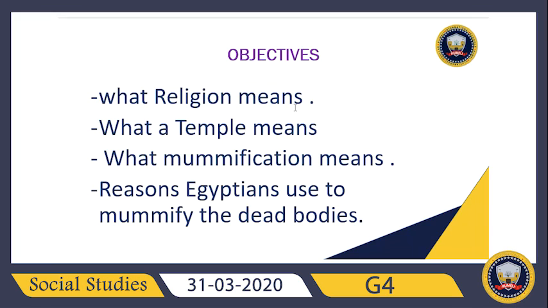we all know what religion means, and we all know what mummification means. And we all know the reason why Egyptians used to mummify the dead bodies. The reason is to preserve the dead body from decaying. And what did they also do? They also put food, clothing, and a lot of things inside the tomb, inside the coffin, to make the dead body continue life after death. So let's go to the last one, temple.